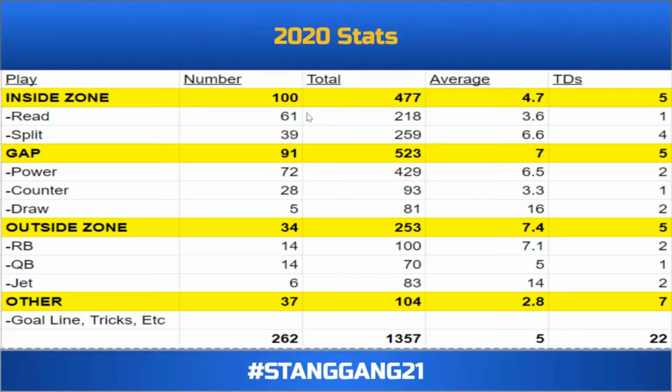We ran zone read a lot, but I think that number skewed a little bit. Zone read was kind of a base play for us, so a lot of those snaps were JV snaps. But if you look at power, counter, and then split zone, that's the heart of our offense. We probably could have run a little more outside zone. That's a great complement that we'll talk about as well. But again, this zone and gap scheme is something that we utilize both in our offense.